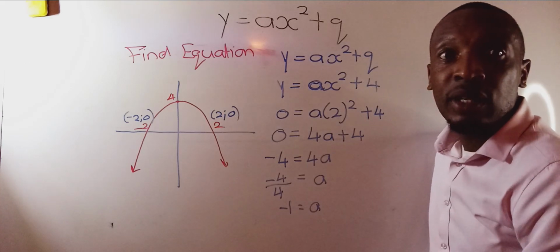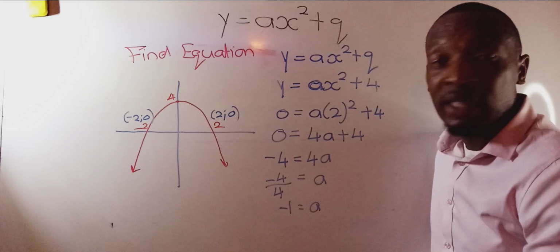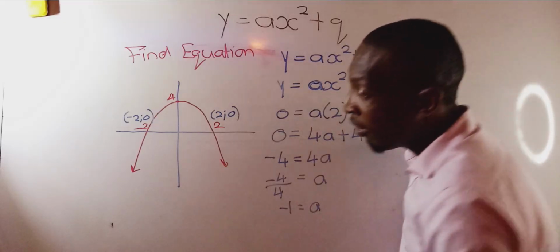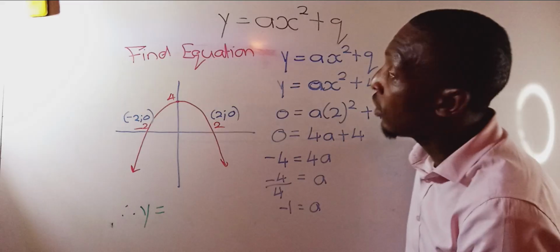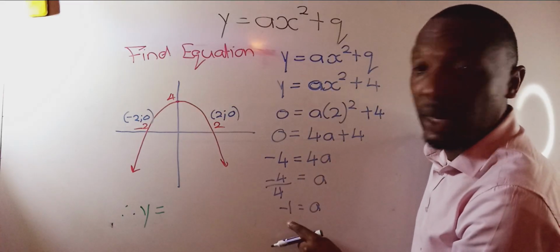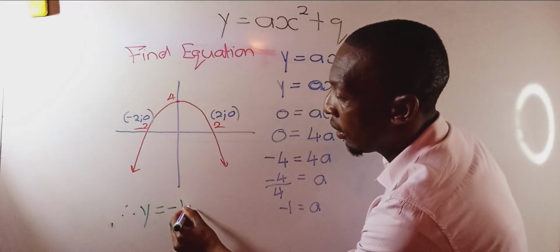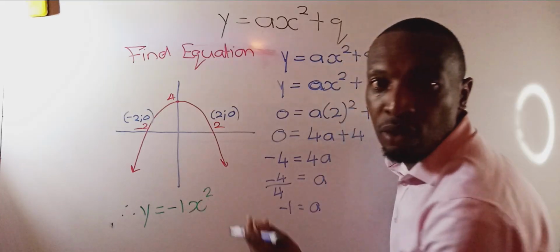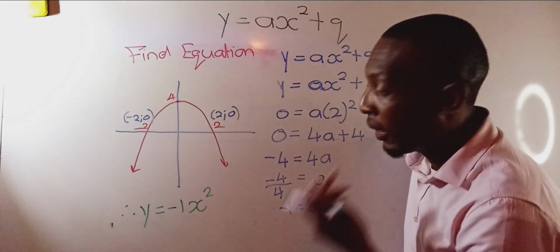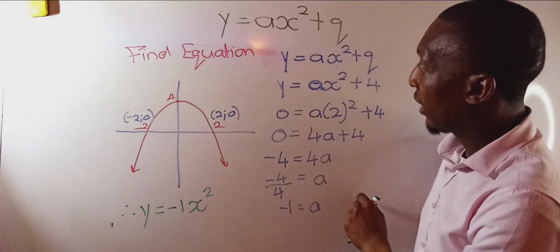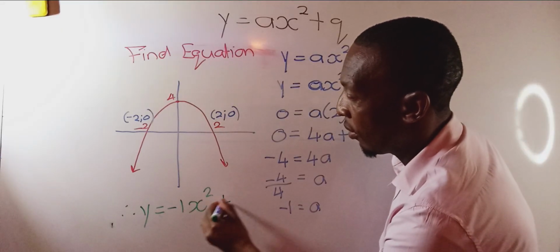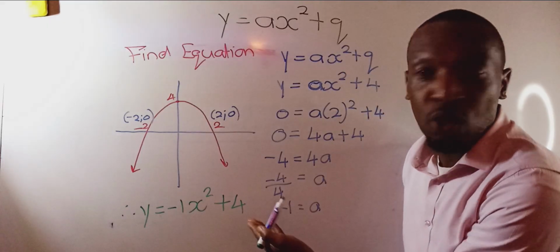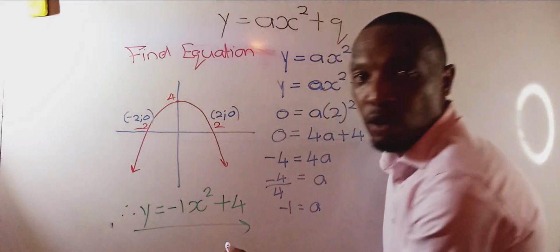Okay. So now I can write down the equation. Therefore, the equation of this graph is y is equal to a. My a is negative 1. So negative 1 x squared, or you could have just said negative x squared, plus q. We said my q is 4, so plus 4. And that's the equation of this graph.